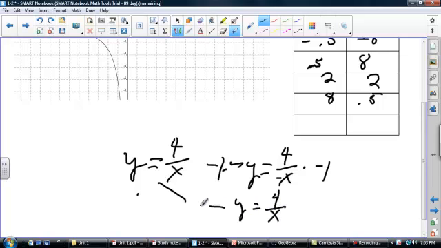We started and ended with the same thing. If we start and end with the same thing after doing this, we know that this is symmetric about the origin because we used a -x and a -y.